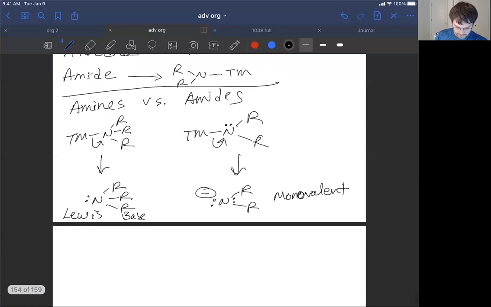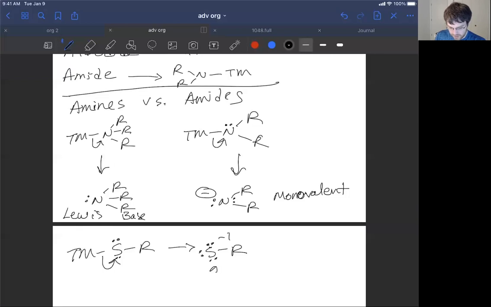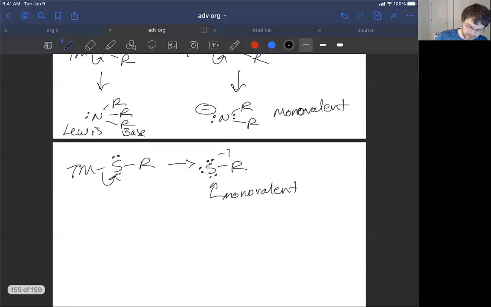Okay, you could have other examples of this too. You could have the transition metal bonded to some sulfur atom, and that actually behaves just like an oxygen, where if the sulfur atom is going to have an octet in the original complex, we have to put 2 lone pairs on it. So after it absorbs the lone pair from the transition metal complex, it's now going to have a -1 charge and be monovalent. All right, so it turns out that there are numerous examples of these types of monovalent ligands.